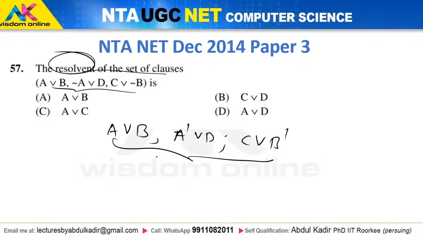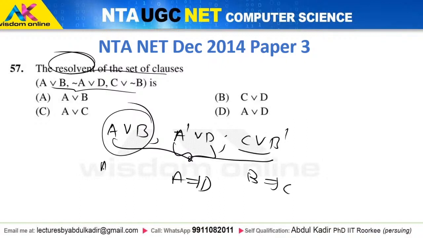So from these, what conclusion can you make? See, he is saying that either A is true or B is true. This is saying that A implies D, this is saying that B implies C, and this is saying A or B.